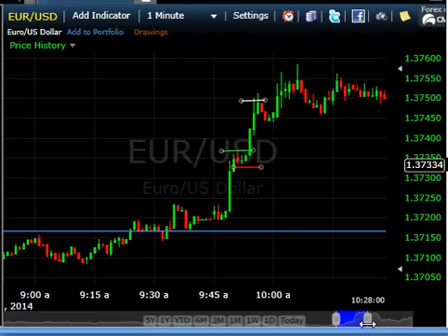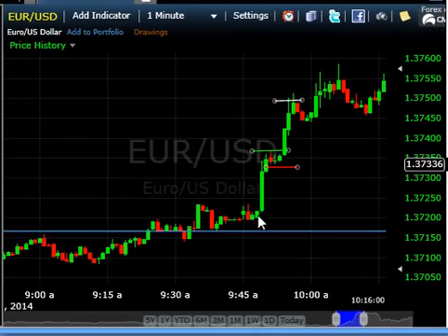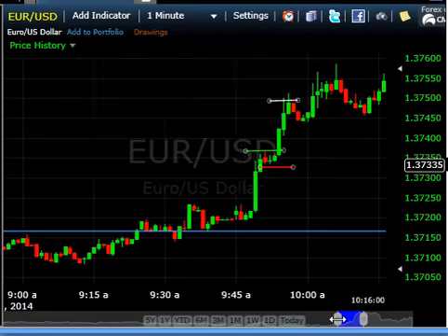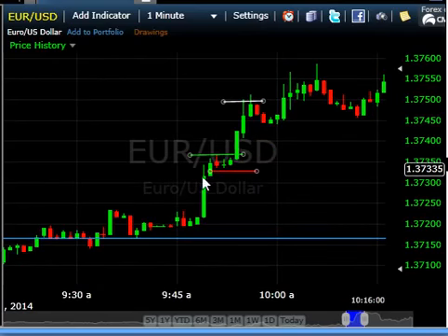Very sharp move in the Euro USD here. Strong up move followed by a sideways consolidation. It's at least a few bars. We can actually see this in real time. Looking for a breakout to the upside.